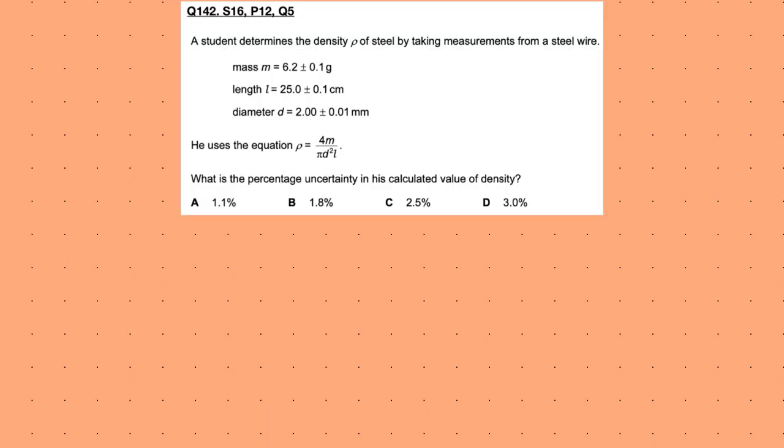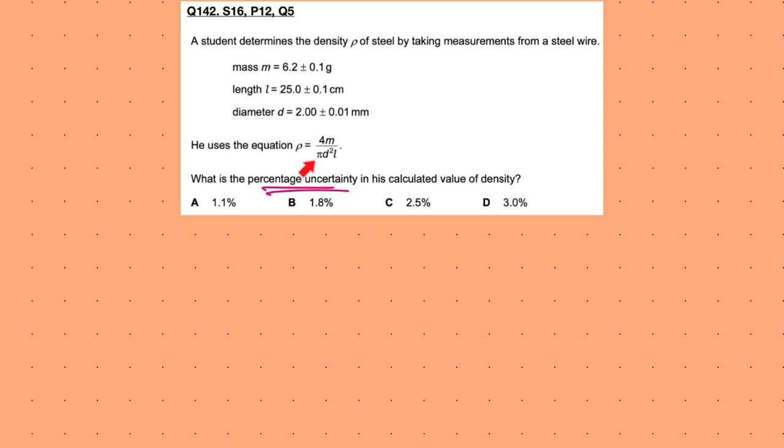Let's do one or two more. Let's have a look now at this question. A student determines the density rho of steel by taking measurements from a steel wire. So mass is given here, length is given here, diameter is given. He uses the equation rho equals 4m over pi d squared L. What is the percentage uncertainty in the calculated value of the density? Again, don't get fazed by this statement. Look at the formula and think about what you need to do.